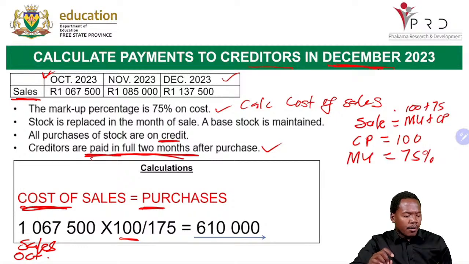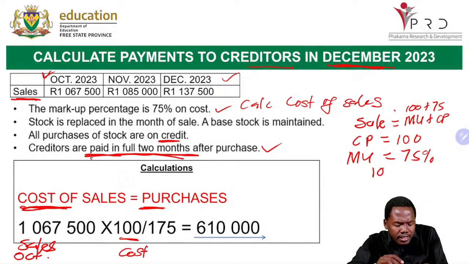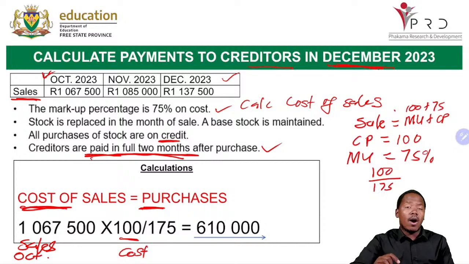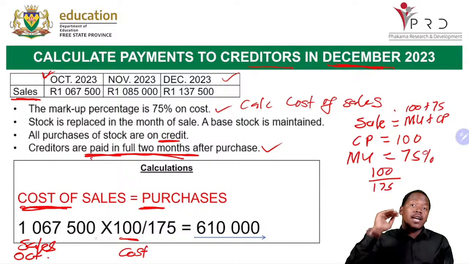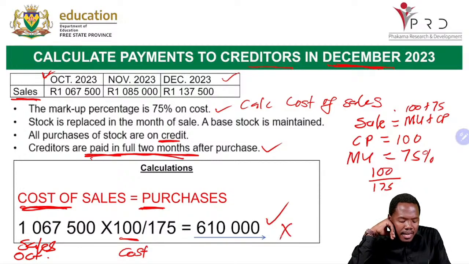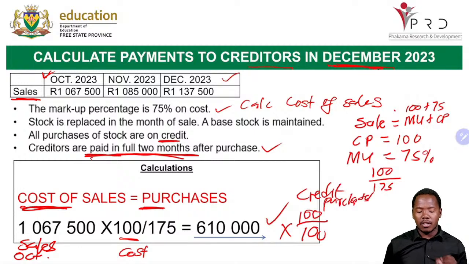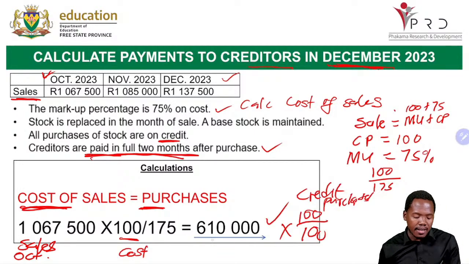Okay. Now, what am I looking for? I am looking for cost. Meaning 100 is on top, divided by 175, because 1,067,500 is my sales. So I put 100 on top and then 175 below. And then my answer becomes 610,000. Meaning it's 610,000 multiplied by 100 over 100 for the credit purchases. They said credit purchases are 100%. So it becomes 610,000. So that is our answer.